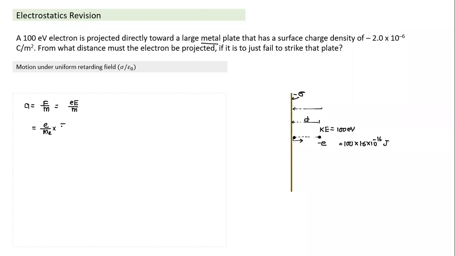And field equal to sigma by epsilon naught, not sigma by 2 epsilon naught, because it is metal here. If this is a retardation, what should be the distance d for it to come to stop? Anything which has velocity v here.